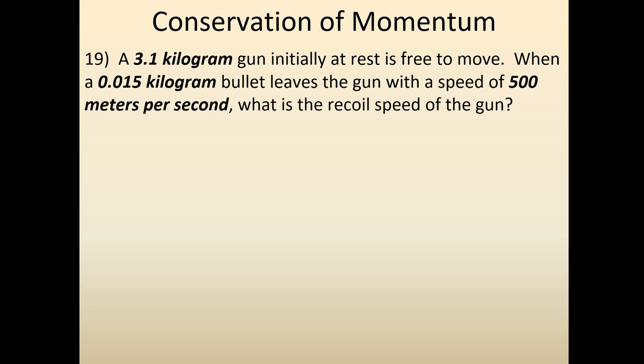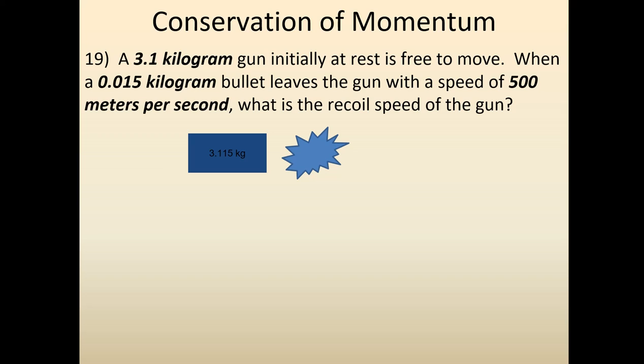All right, so this is actually a little bit different from what we've done before. This is a typical explosion question. So despite the fact that it talks about something called recoil speed, it just basically means it wants to know the final speed of the gun. So we start with a gun and a bullet together. They're both initially at rest. So the object is 3.115 kilograms for their combined mass.